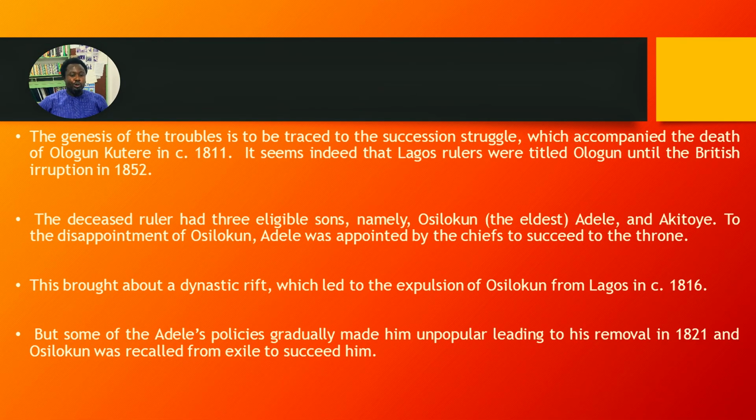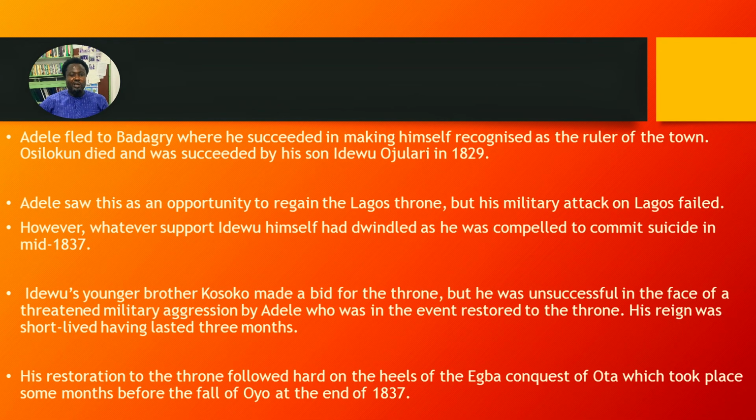In this case, Osilokun was recalled from exile to succeed back to the throne, and this contributed to a lot of squabbles and skirmishes. Adele in this regard fled to Badagry, where he succeeded in making himself recognized as the ruler of the town. But unfortunately, Osilokun died, and he was succeeded by his own son, Idewu Ojulari, in 1829.